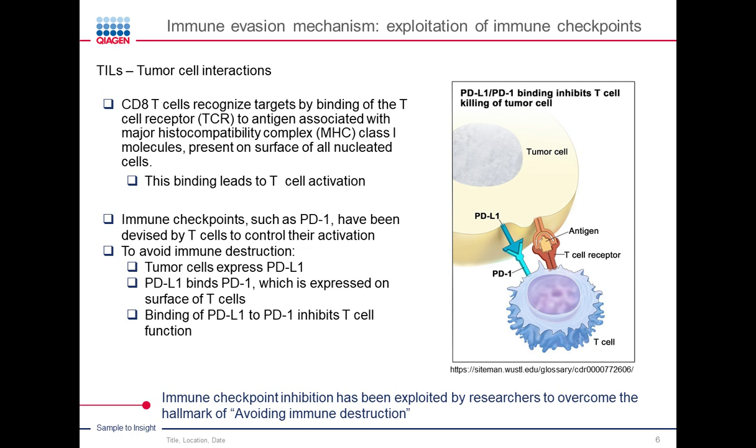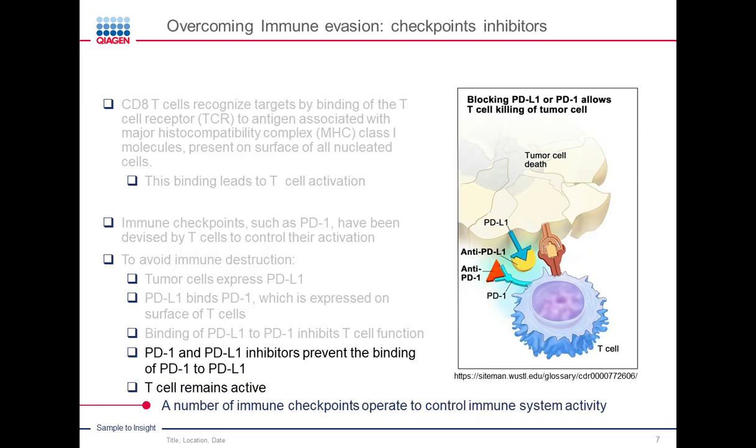But we also know that tumor cells express PD-L1, which is a ligand that binds to PD-1. And the binding of PD-L1 to PD-1 actually inhibits T cell function. This is shown on this part of the presentation, whereby you see how the binding of PD-L1 to PD-1 can lead to the inhibition of T cells.